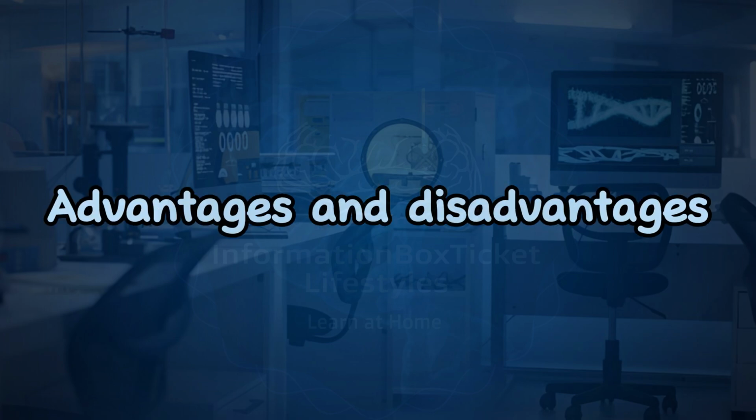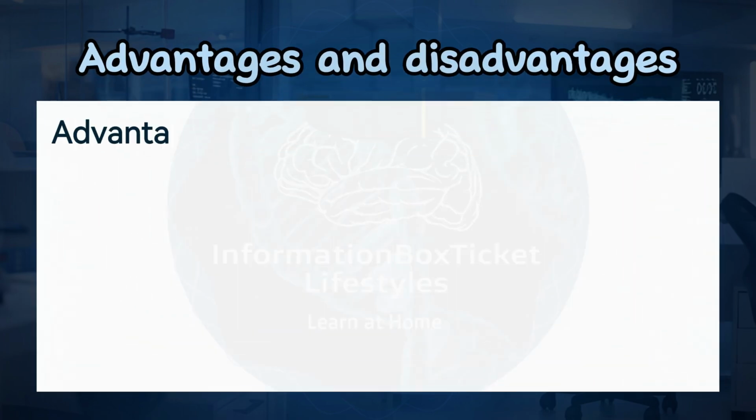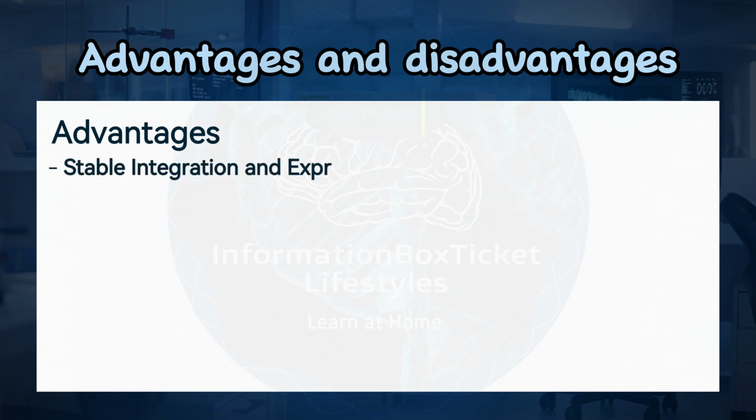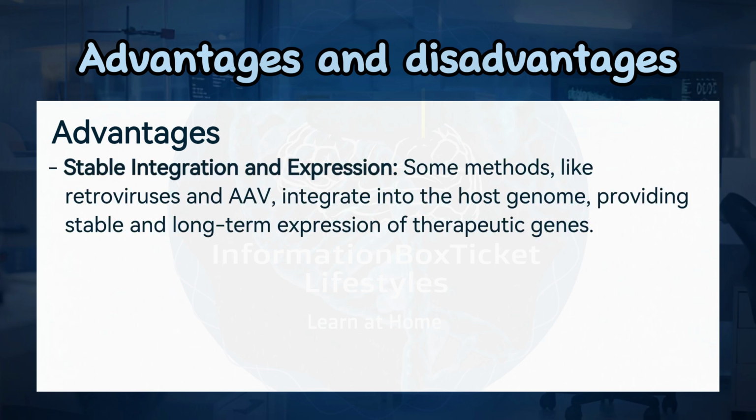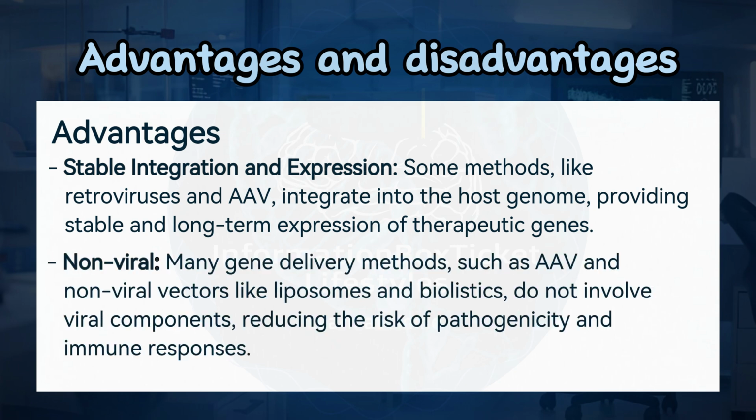Advantages and disadvantages of gene delivery methods. Advantages of gene delivery methods. Stable integration and expression. Some methods, like retroviruses and AAV, integrate into the host genome, providing stable and long-term expression of therapeutic genes. Non-viral. Many gene delivery methods, such as AAV and non-viral vectors like liposomes and biolistics, do not involve viral components, reducing the risk of pathogenicity and immune responses.